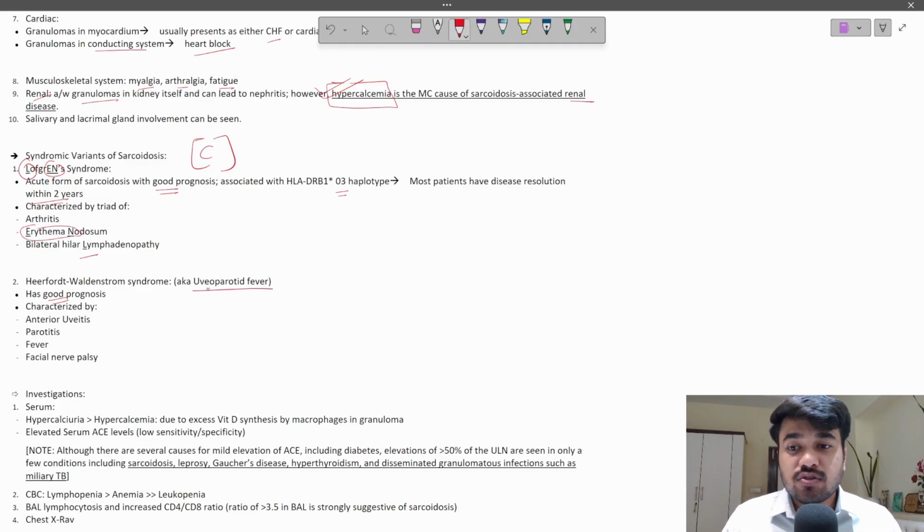Heerfordt syndrome, again, is also known as uveitis fever, and again in the name itself you can figure out that it will have uveitis, or specifically anterior uveitis, parotitis and fever, along with facial nerve palsy, right? So these are the two syndromic variants of sarcoidosis.